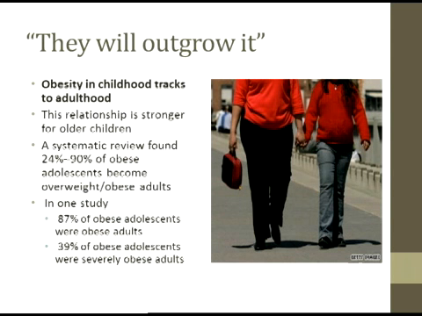And you may hear this from parents in the office, family members maybe. Obesity, they're a chubby child and they'll outgrow it. Well, studies are showing now, and our clinical experience is showing, that that's not necessarily the case. Obesity in childhood does track into adulthood. And the relationship is stronger as the child ages. So older children who are obese are more likely to become obese adults.